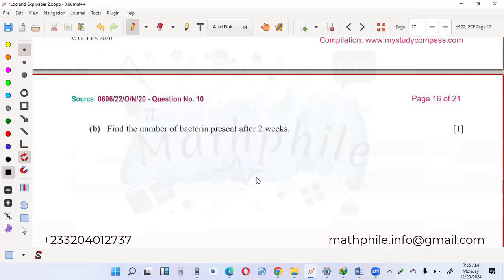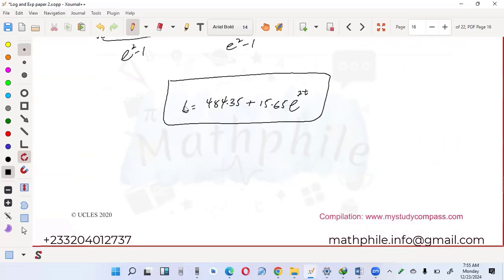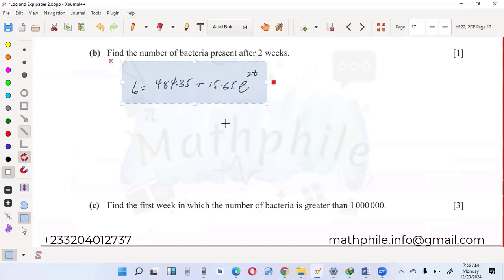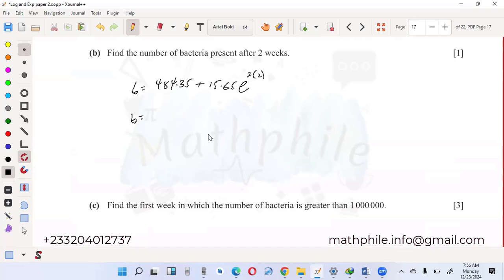Find the number of bacteria present after 2 weeks. Now we have this one. You can quickly find the number of bacteria after 2 weeks by substituting t for 2. So anywhere you see t, you put 2. Okay? So B is equal to that. Give me the answer to the question.